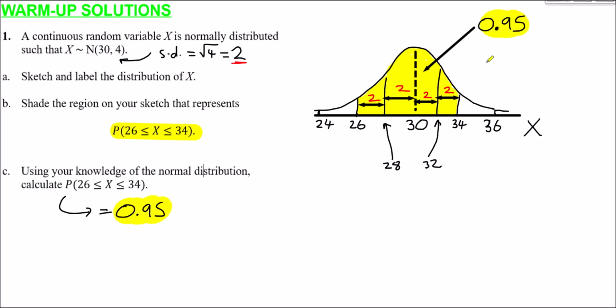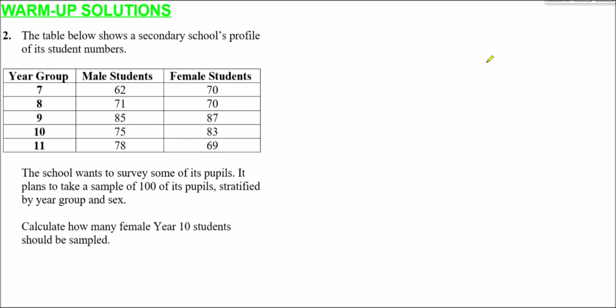Let's now have a look at question 2 on this warm-up. Question 2, a throwback really to GCSE this. You've got a table below showing a secondary school's profile of its student numbers. So you've got year groups 7 to 11, numbers of male and female students, and the school wants to survey some of its pupils, maybe for some feedback about school lunches, who knows. Anyway, it's going to take a sample of 100 of its pupils, stratified by year group and sex, whether male or female. Calculate how many female year 10 students should be sampled.